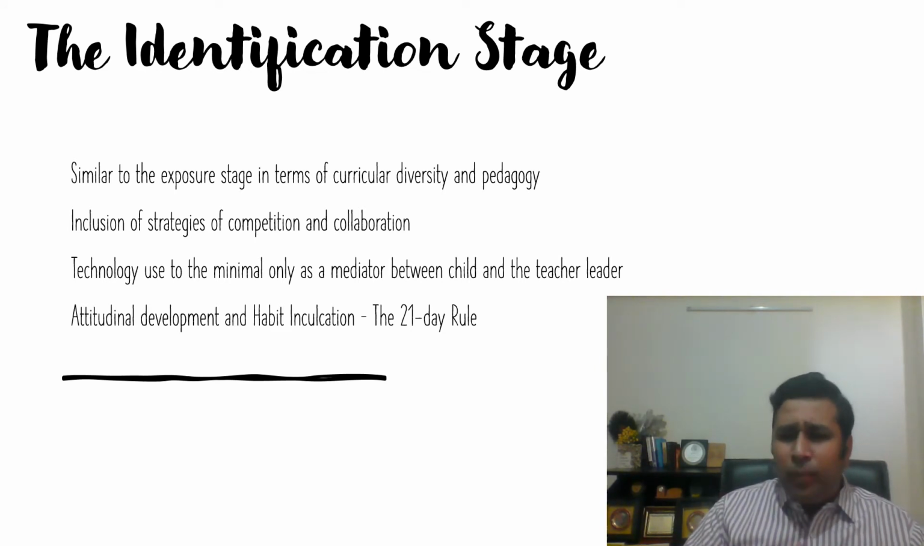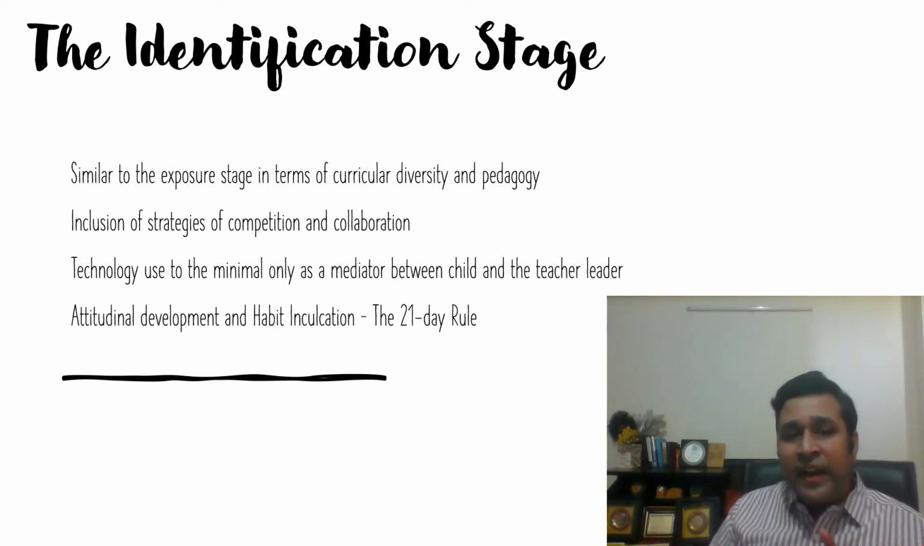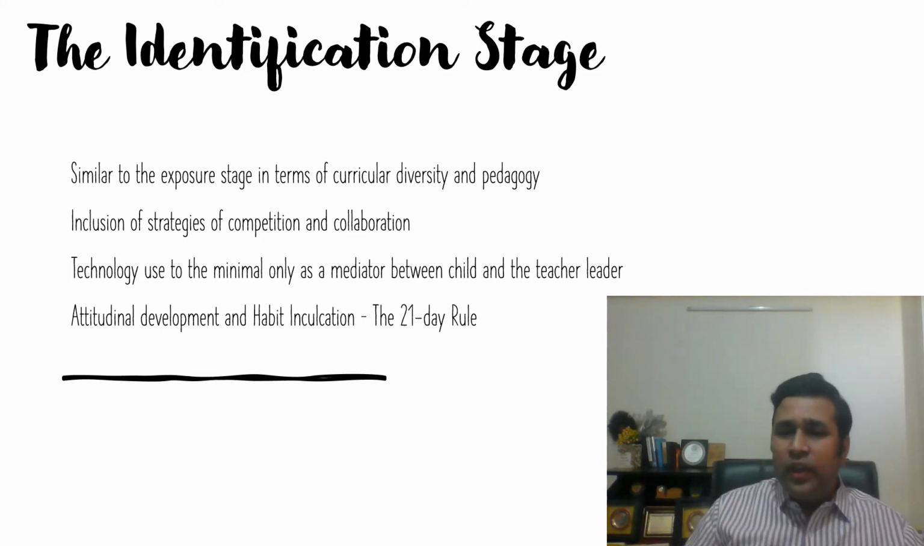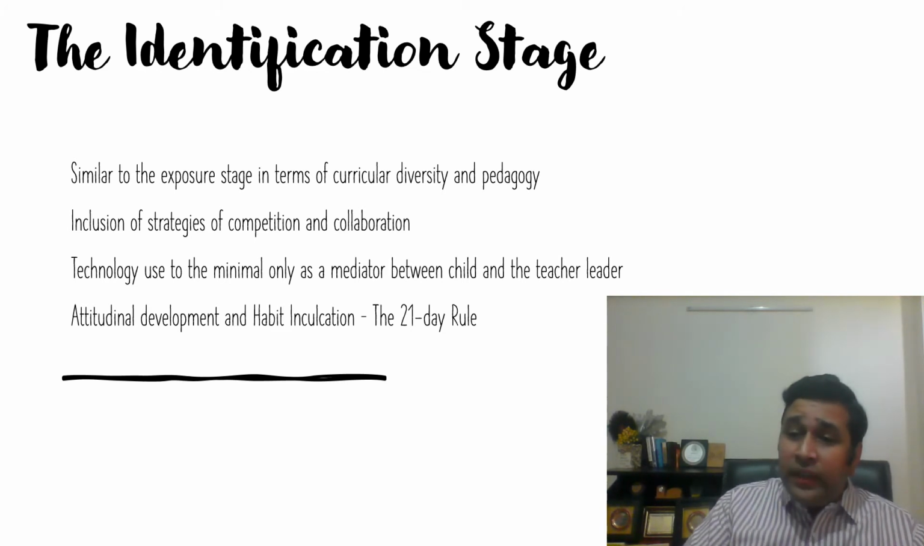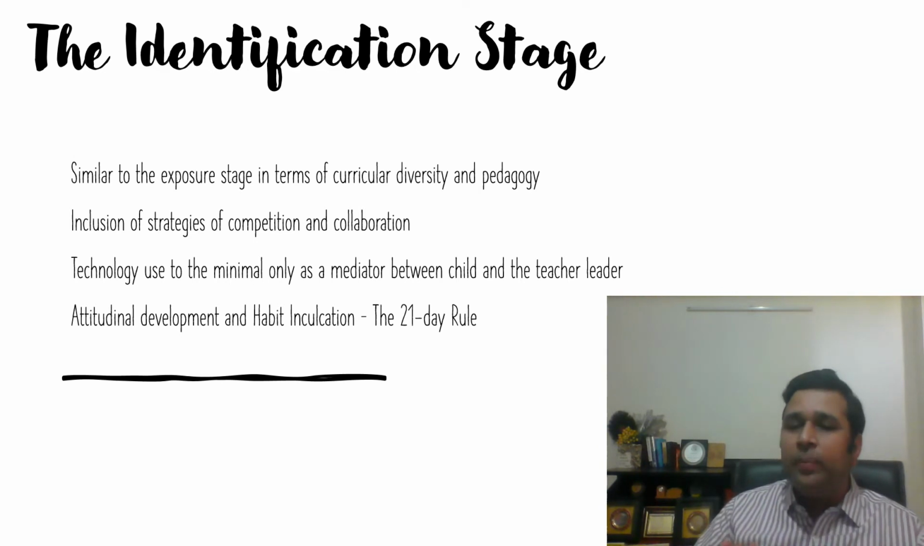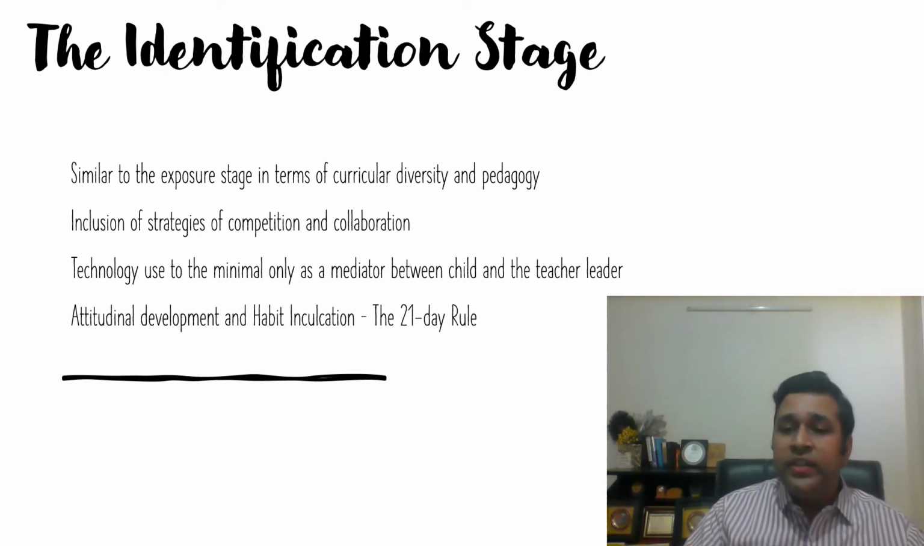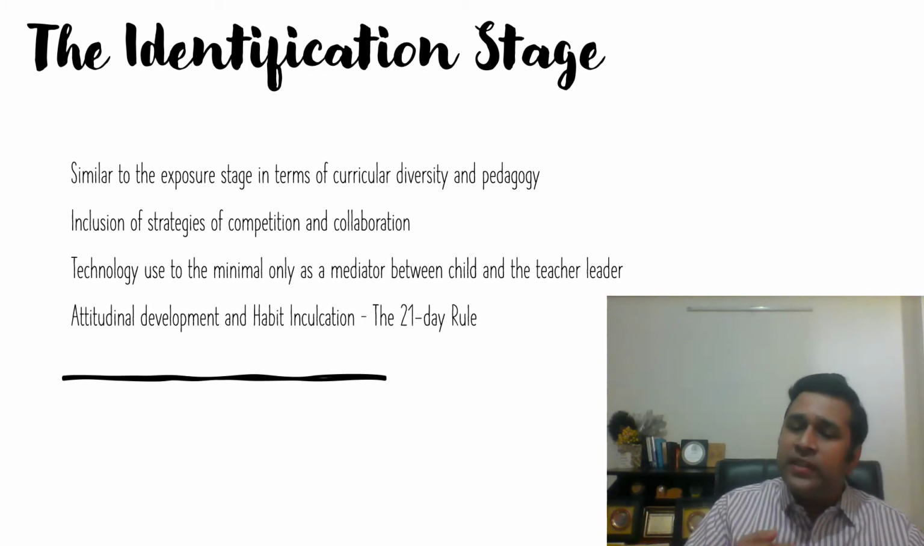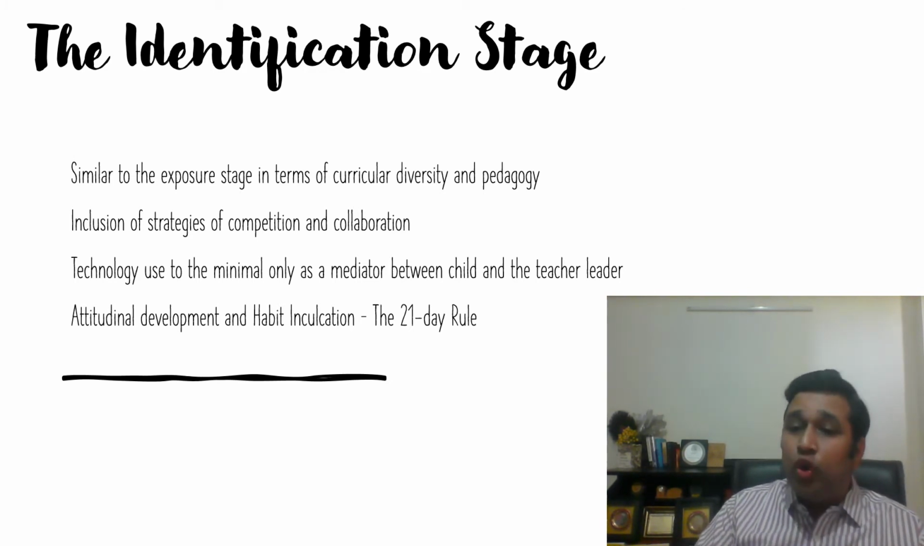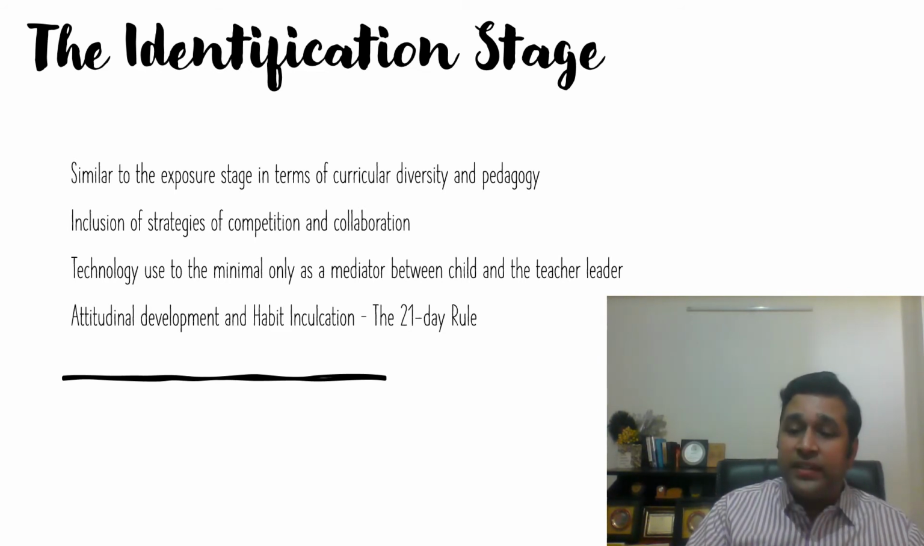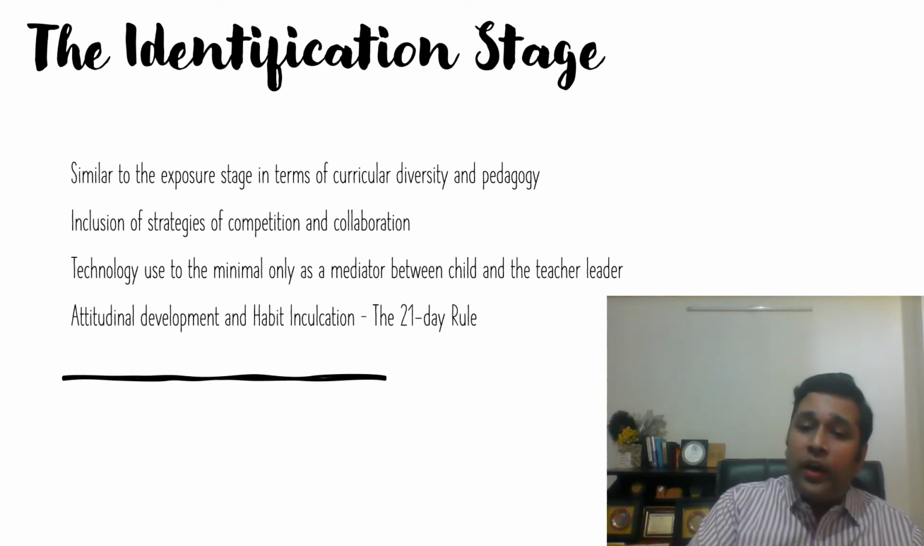The second and most important part of the identification stage is the inclusion of strategies of competition and collaboration. So why competition? Because only then is a certain amount of comparison possible, and on the basis of comparison you judge who is better and who is performing worse in a certain kind of intelligence. On the basis of that you can understand that this child has a certain kind of predilection or capability towards this kind of intelligence.